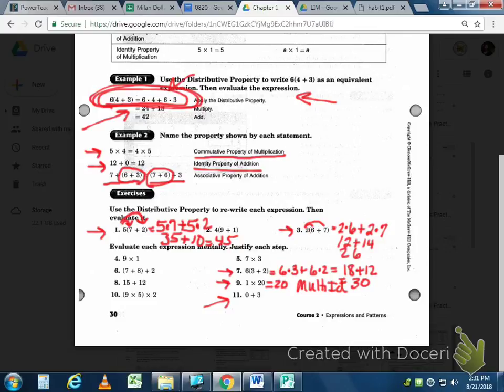All right, and number 11, 0 plus 3. What can we do with that one? 0 plus 3, Riley? 0 plus 3 would equal 3. 3, and what property? That would be add identity. Yep, very good.